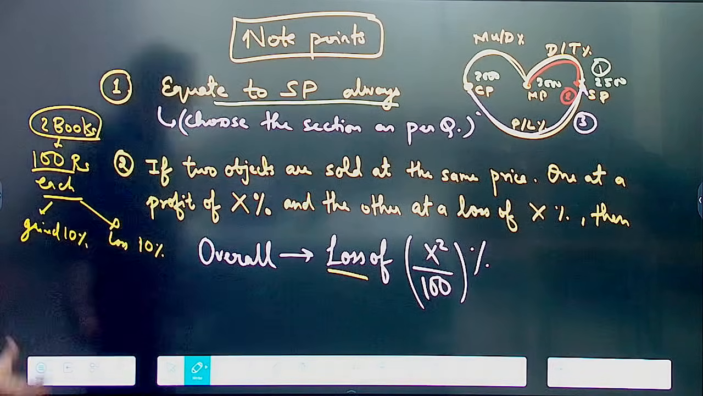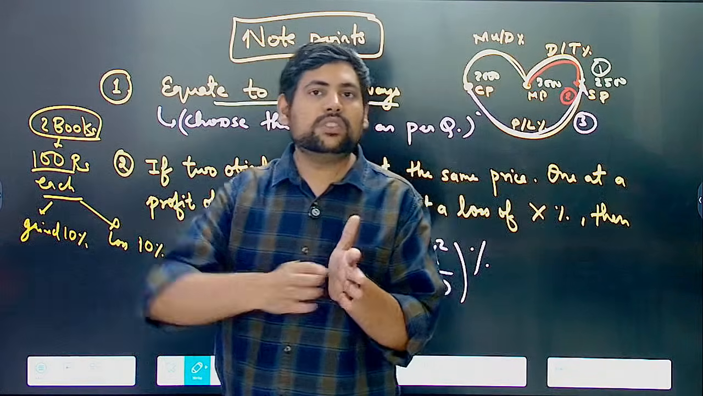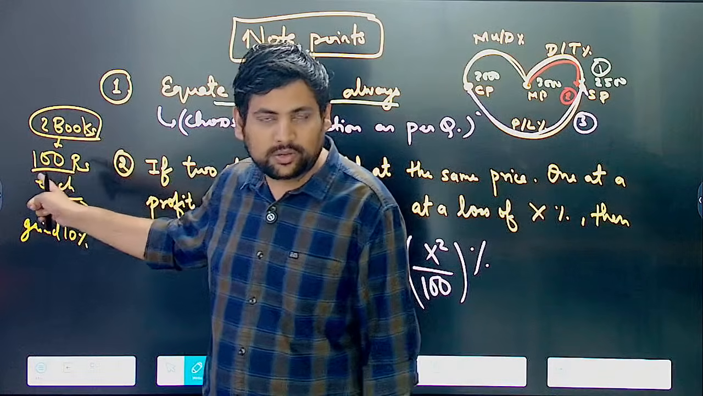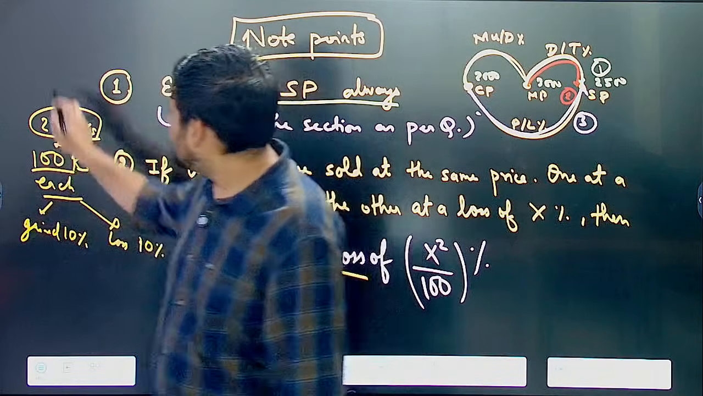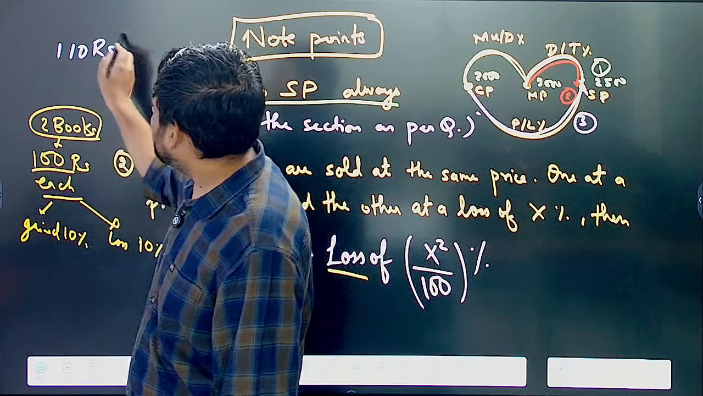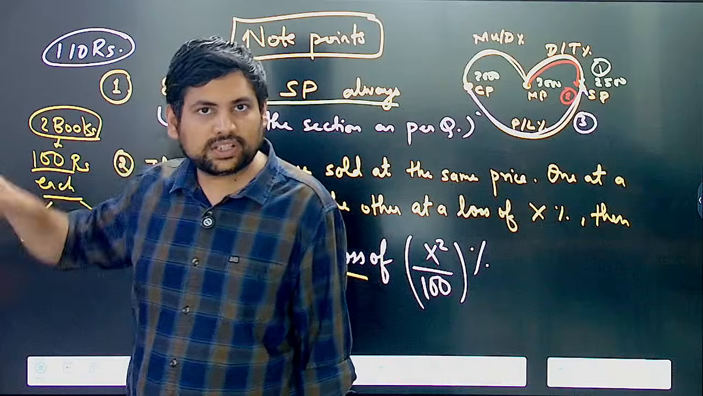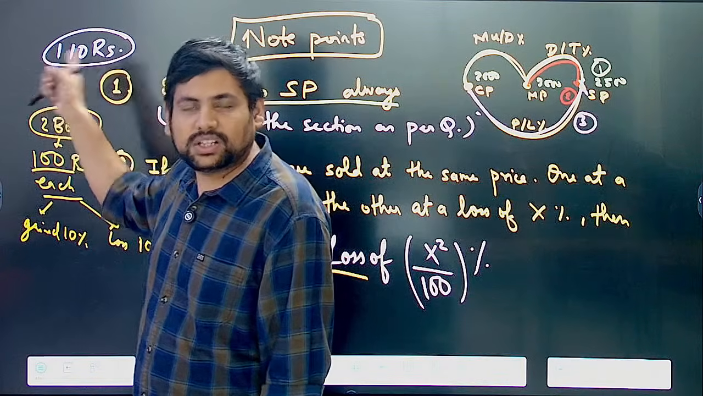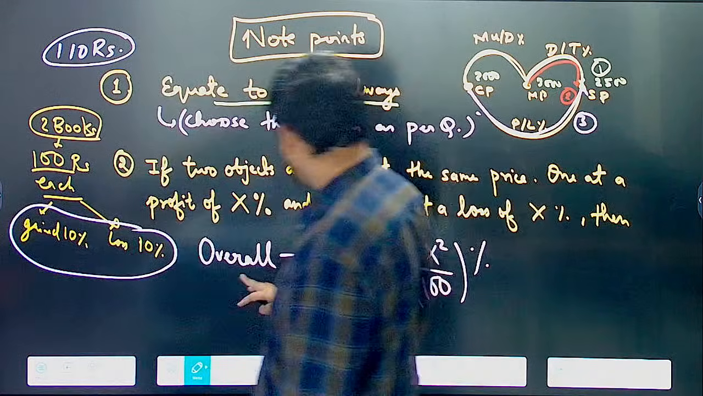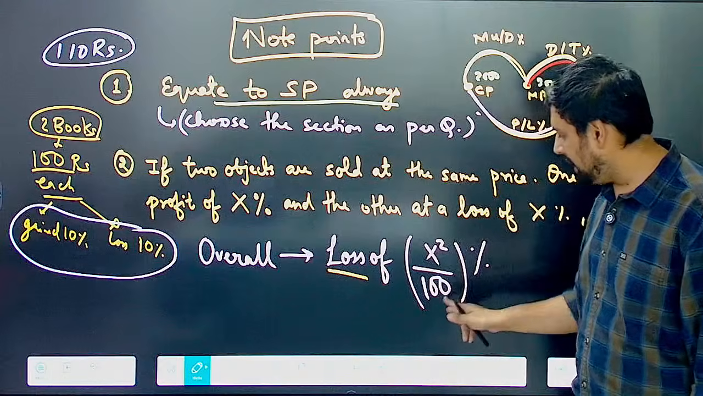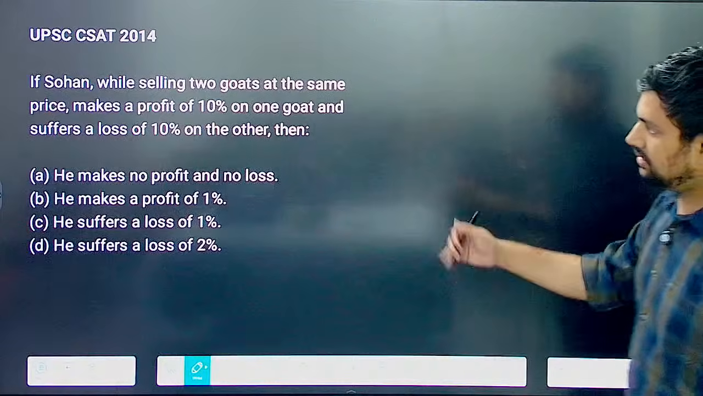If you can feel, then you will feel that when he is losing, that means something that was of much higher price than 100 rupees. For that you have to calculate 10%, correct? So the original price would have been, for example, 110 rupees, 120 rupees. From that you have to subtract 10% of this. So a larger number you have to take the loss on, correct? That is why overall you will get a loss. This you can remember as it is, that a loss of X square by 100% is experienced. Now let's do this question.